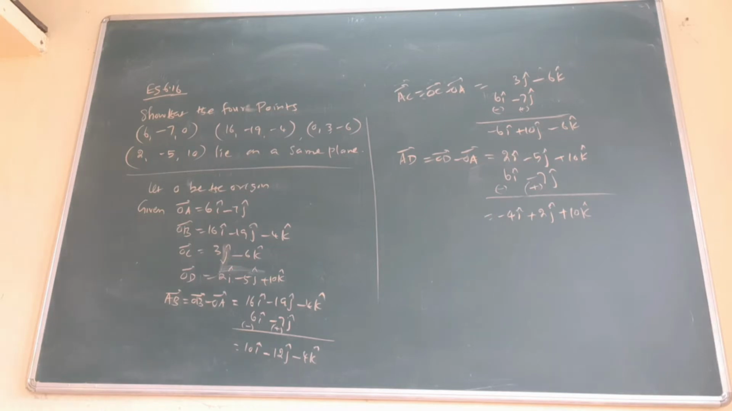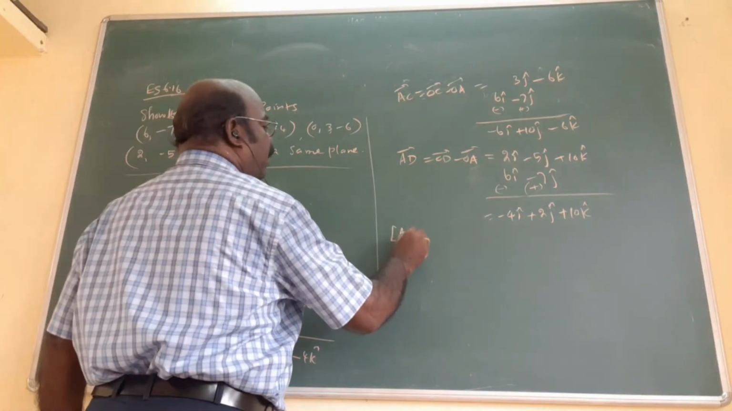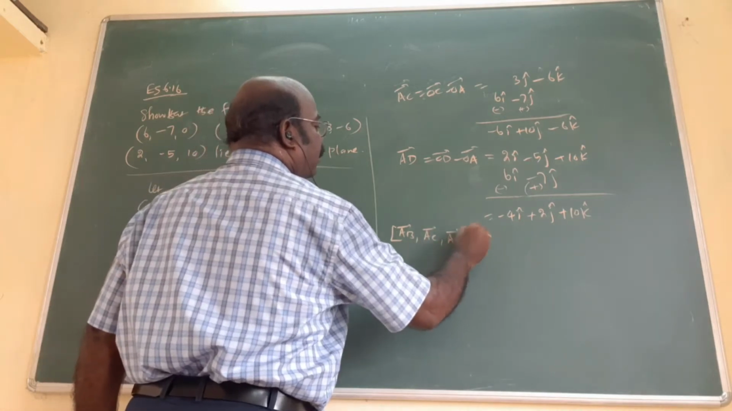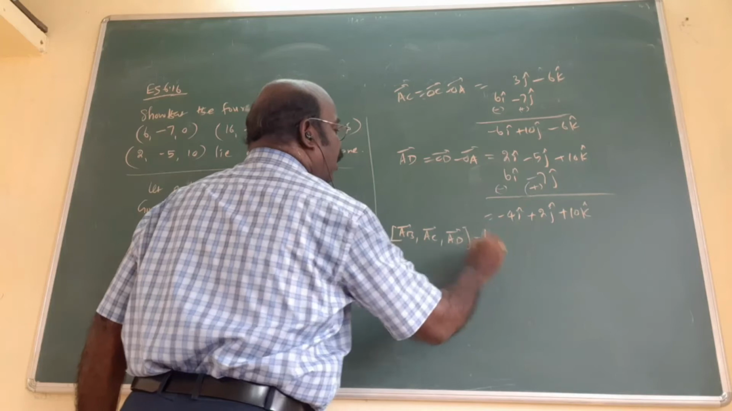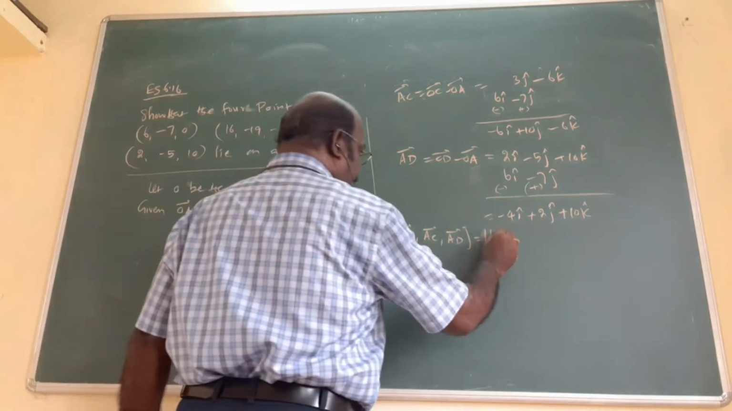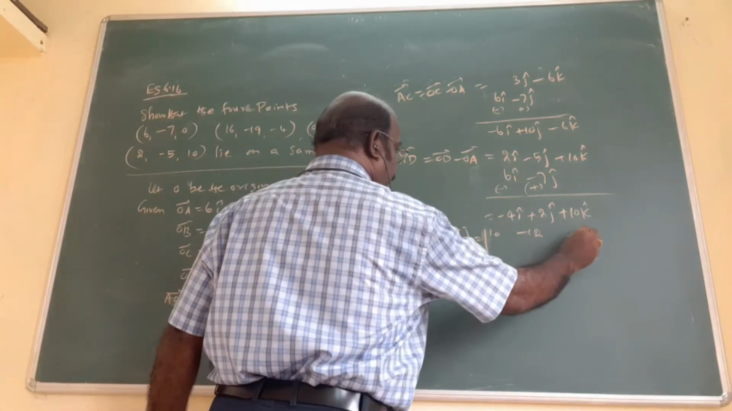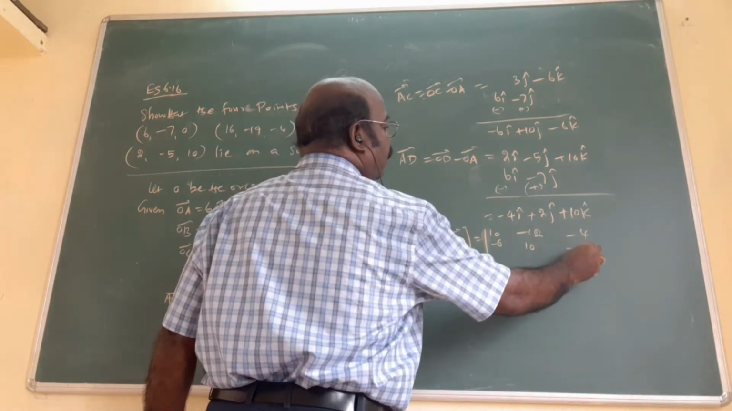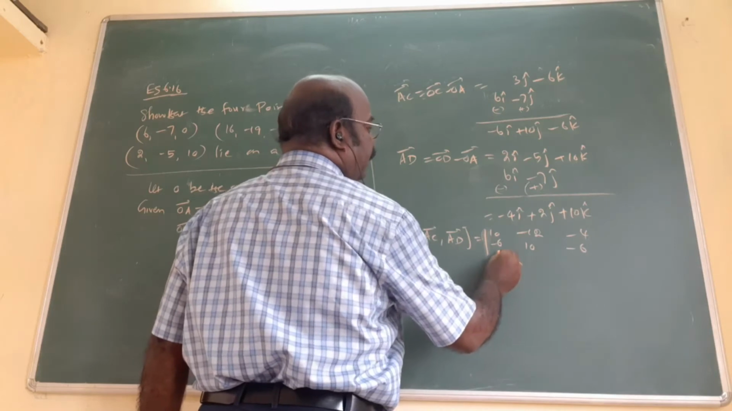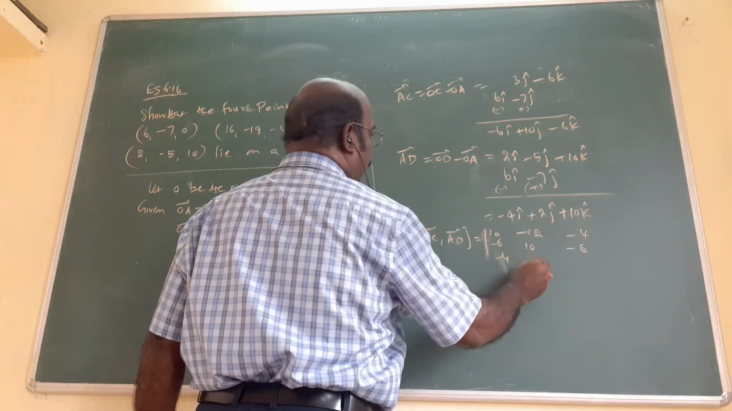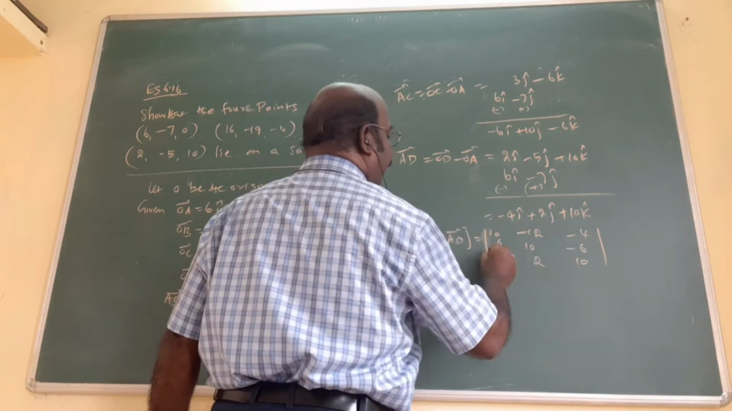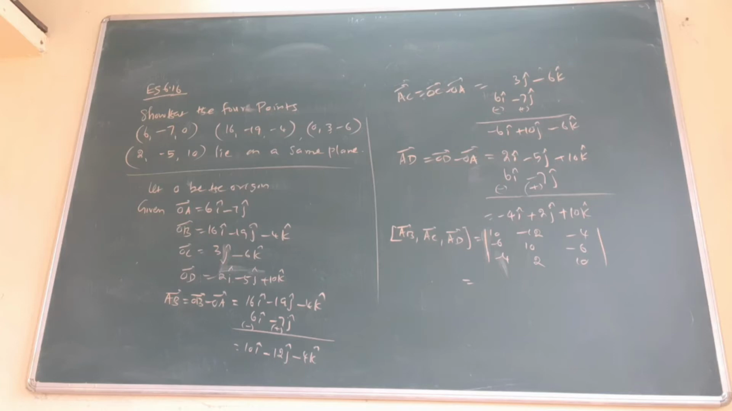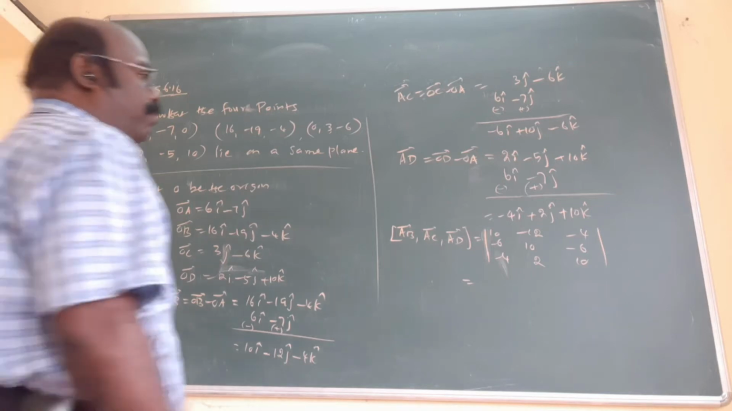Now find the box product of AB, AC, AD. The first row is 10, minus 12, minus 4. Next, minus 6, 10, minus 6. Next, minus 4, 2, 10. Am I right? Now expand this one, 0 will come.